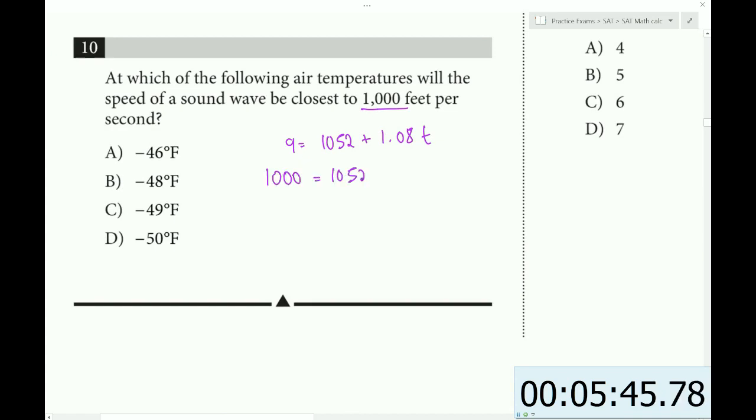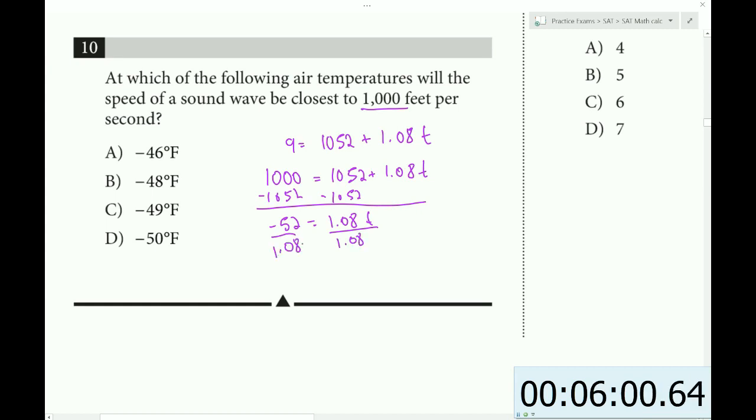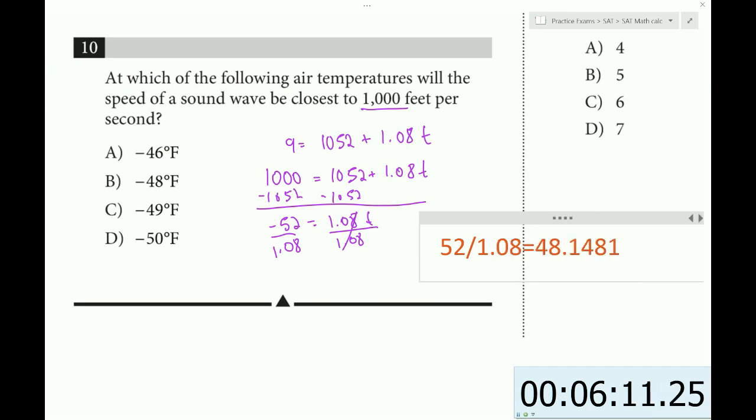Is 1052 plus 1.08t. So we subtract 1052, subtract 1052. We get negative 52 is 1.08 times t, and we divide by 1.08. And this is the calculator section, so you are allowed to use the calculator. So let's just do 52 divided by 1.08, and that will give 48.14. So yeah, it's choice B.